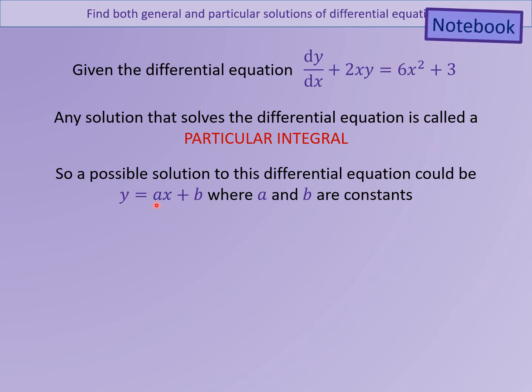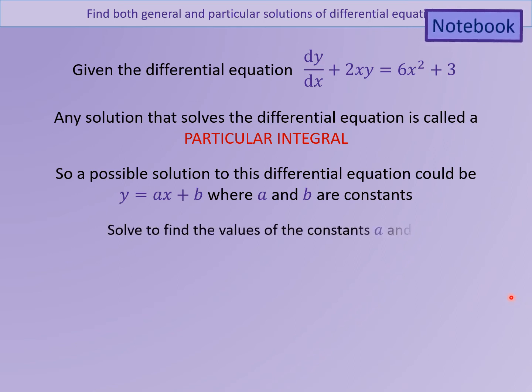Now what I want to do is just check it. So can you have a go at that yourself, please? You've got the y value as ax plus b. Can you stick it in there and times it by 2x? Can you differentiate it, add them together and see if you can compare coefficients? See if you can work out what the a and the b values are.